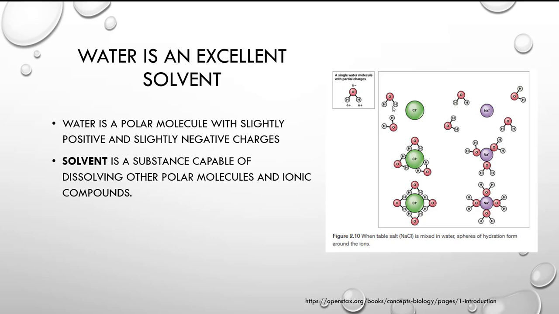The hydrogen ends of the water molecule are going to be attracted to it, and the chlorine, it being negative, is going to be attracted to the hydrogens. And so the hydrogen ends of the water molecule are going to surround it. And so now it's completely surrounded, and it's completely dissolved. It's broken apart from the sodium.